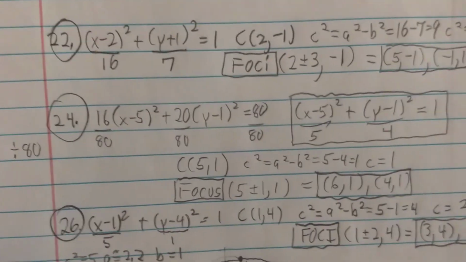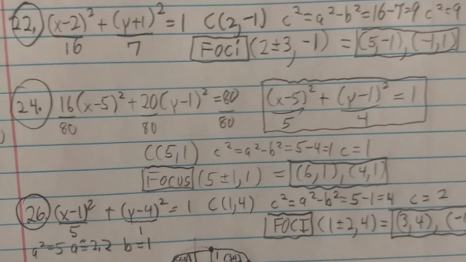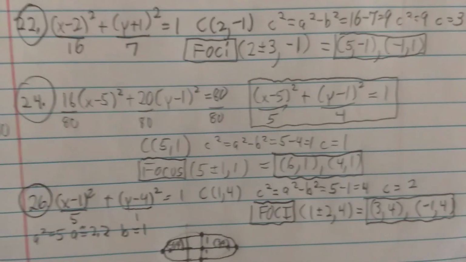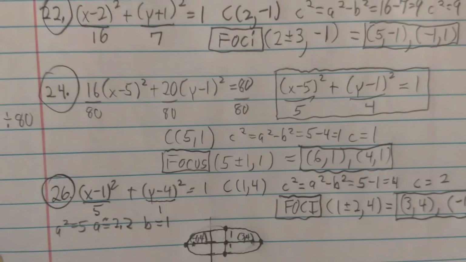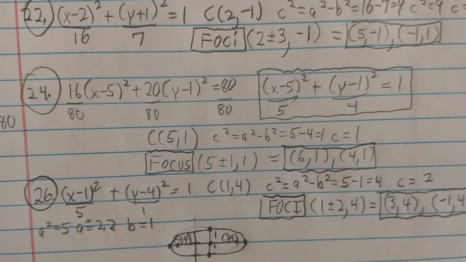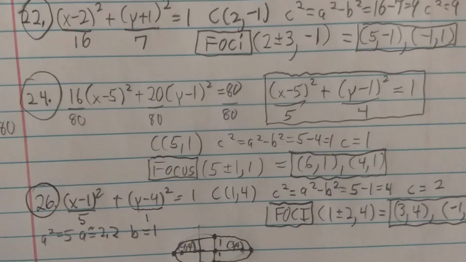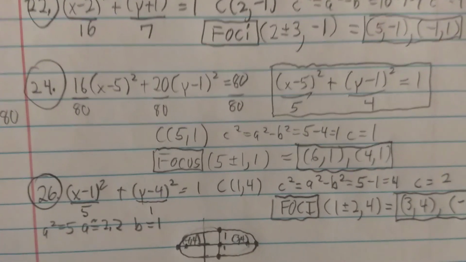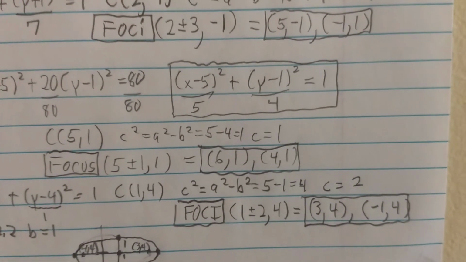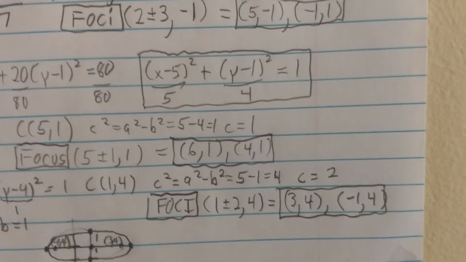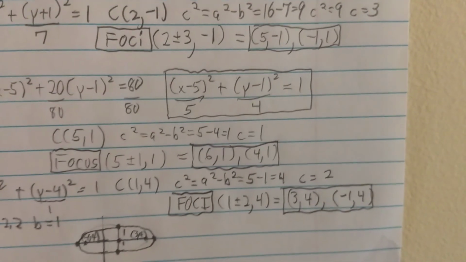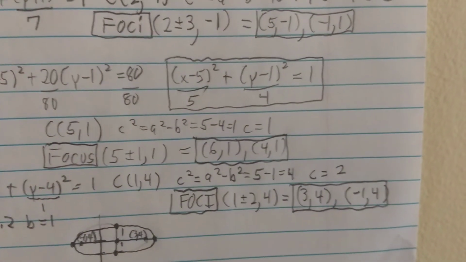So now we have to look back to the center, an x value of 2, but the focus is on the x-axis, so we have to say 2 plus or minus 3 with the steady y of negative 1. So it's going left or right 3 from 2, negative 1, which when we add gives us 5, negative 1, and when we subtract, 2 minus 3 gives us negative 1, negative 1. So the vertices are 5, negative 1, and negative 1, negative 1.